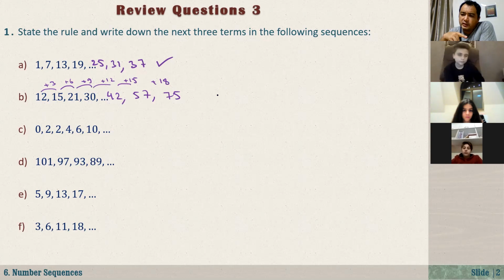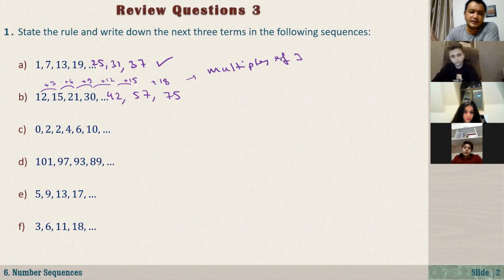So what is the rule here, Ibrahim? Can you tell me what is the rule here? Add before the number plus 3. And what are these numbers? 3, 6, 9, 12, 15, 18. What are those numbers? All of them have 3. They are multiples of 3, right? Yes. So we should say that start with 12 and add multiples of 3 to get the next terms. So multiples of 3 means it is 3, 6, 9. Okay, good.